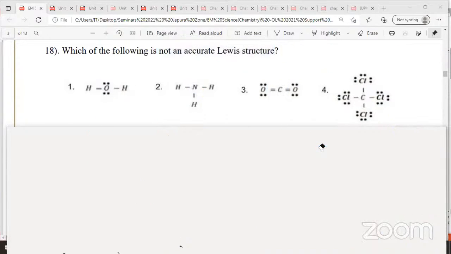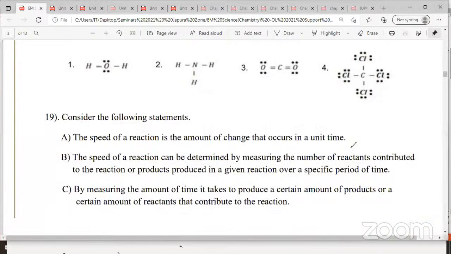So what is the answer for this? NH3, yeah? NH3 is ammonia. But the lone pair is missing here. Actually it has a lone pair, but they have not shown that. That's why it's not accurate. Very good question. Only one student gave the answer.